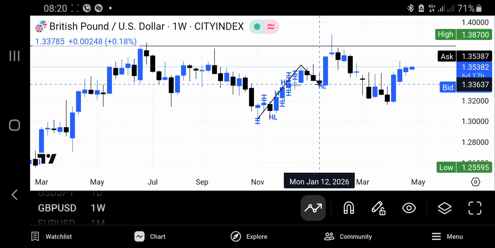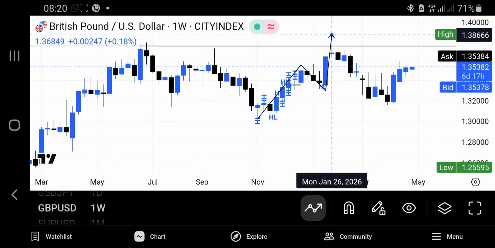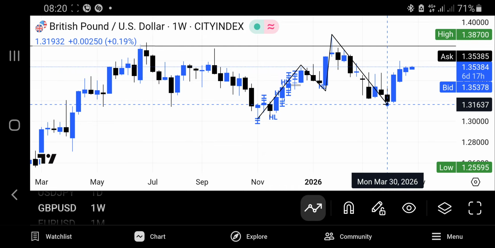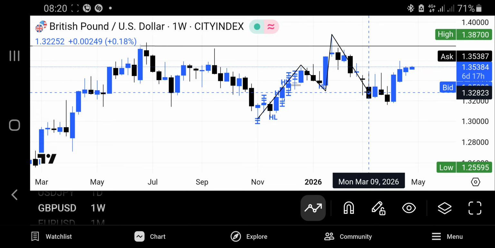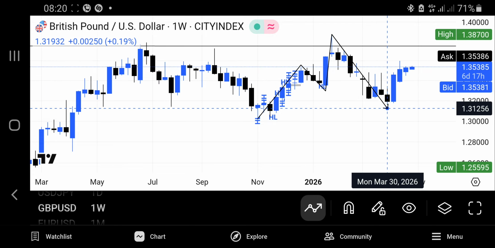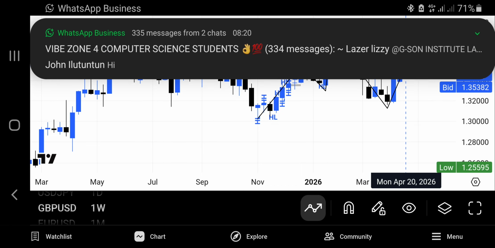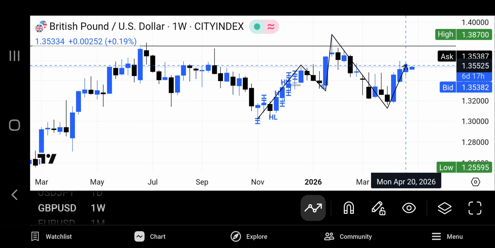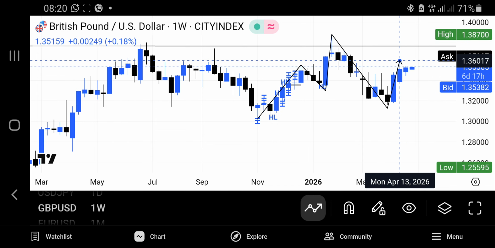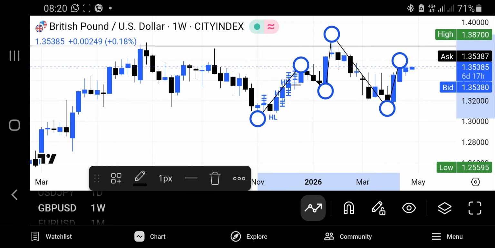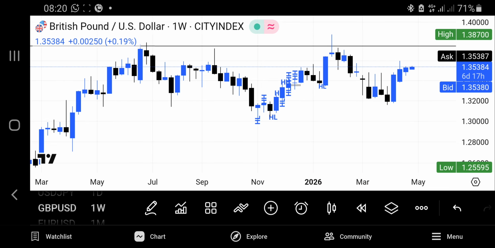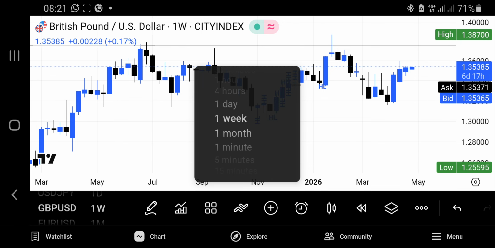let's call this impulsive move, retracement. Though that represents a rejection, you can see that at this point the higher low was broken. So let me confirm from what I'm getting here. Let me confirm from the daily time frame.